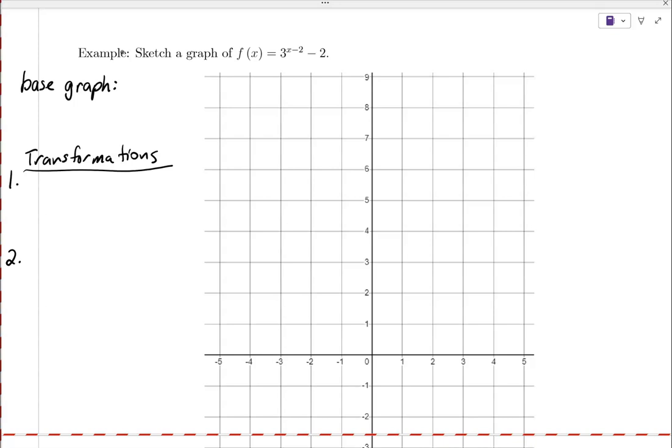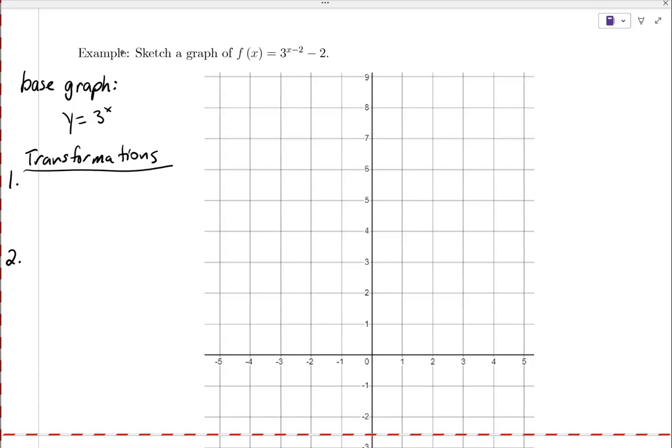Ready to talk about it? What did you identify for your base graph? 3 to the x. I agree with that. Everybody okay with that? All right, we've got 3 to a power, right? We've got 3 to the x minus 2. So our base graph here should be 3 to the x. Is that going to go up or down? Up. Good. So the base is greater than 1.